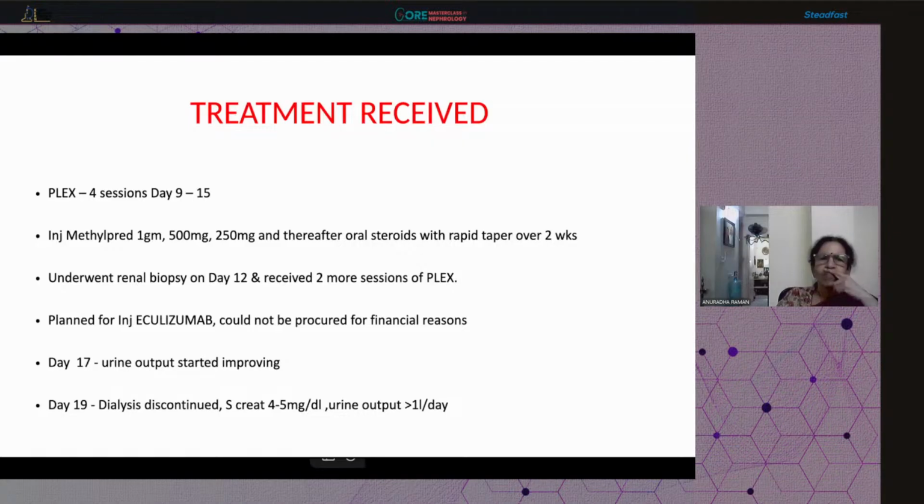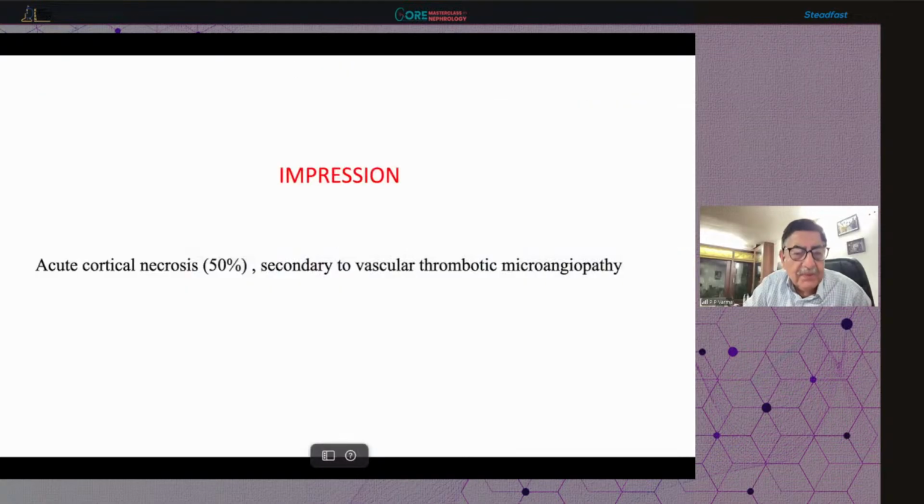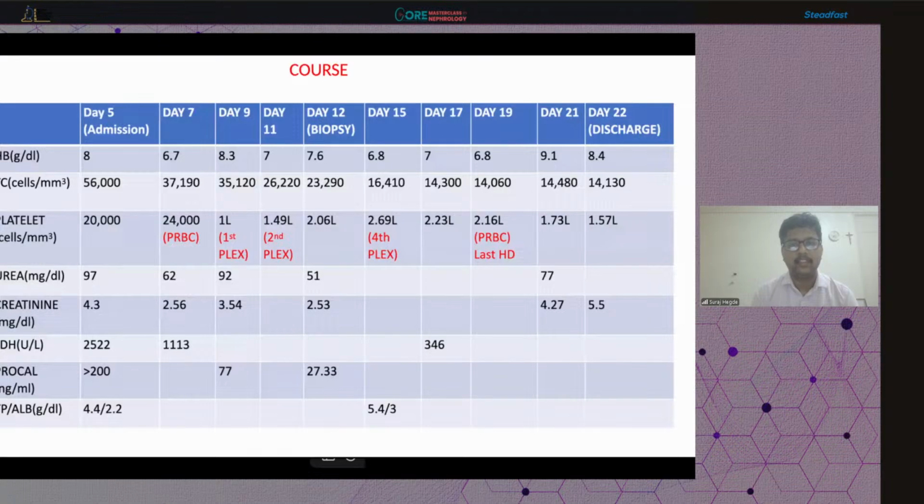So the investigations. Just go back one slide. Yes, sir. The course of the investigations during her hospital stay, sir. So we see that at the time of admission, HB was around 8 gram per deciliter. So it had a falling and rising trend. So we had to give around 3 units PRBC during the hemodialysis. She received around 6 sessions of hemodialysis, sir, and around 3 units PRBC during 3 sessions of dialysis.